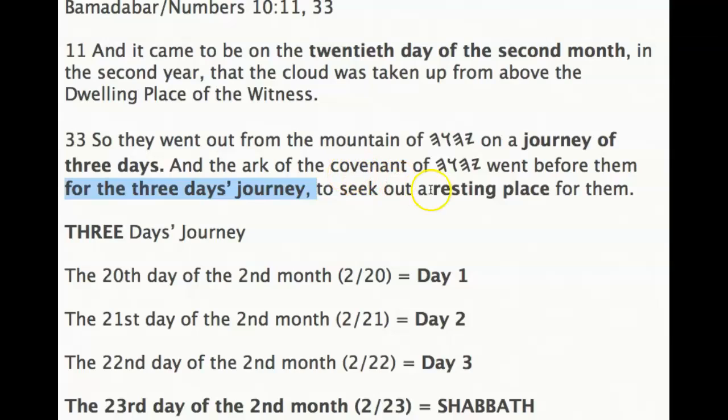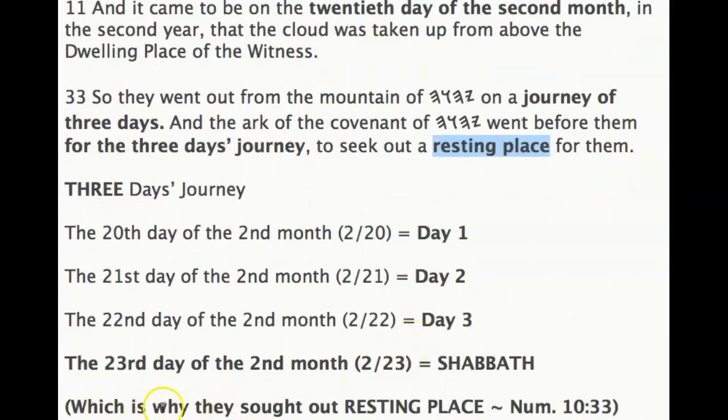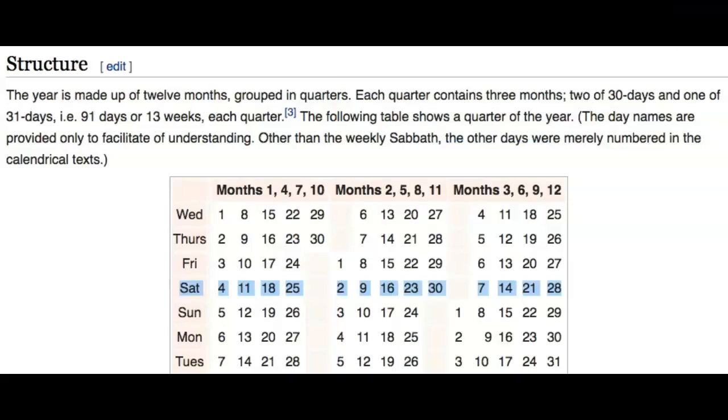Now notice how afterwards they had to seek out a resting place. Why did they need to seek out a resting place after the 3 day journey? Because the next day would have been a Shabbat. That's why they were looking for a resting place. That means the 23rd day of the second month was in fact a Shabbat, which is why they sought out the resting place. This agrees with what we saw in the Enoch calendar and its structure, where month 2, day 23 is a Shabbat. The account in Numbers chapter 10 also agrees with this calendar.